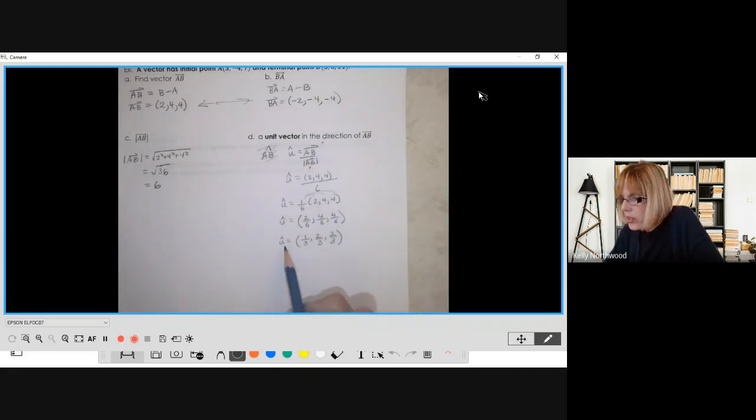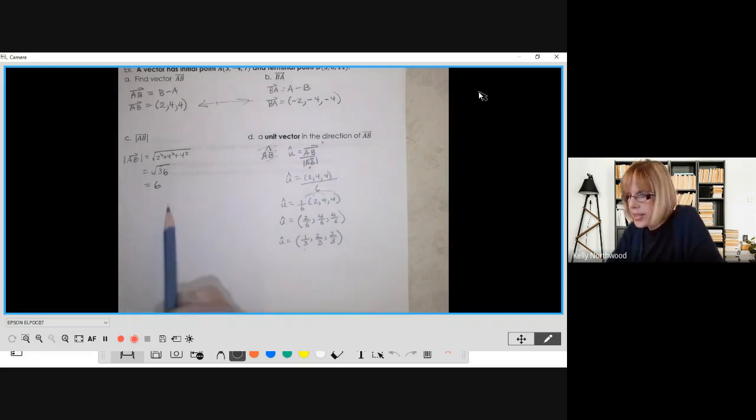So a unit vector in the same direction as vector AB would have components 1/3, 2/3, 2/3. So it would have exactly the same direction as vector AB, but it would only be 1 unit long instead of 6 units long. Okay? In exactly the same direction. That's what a unit vector is.